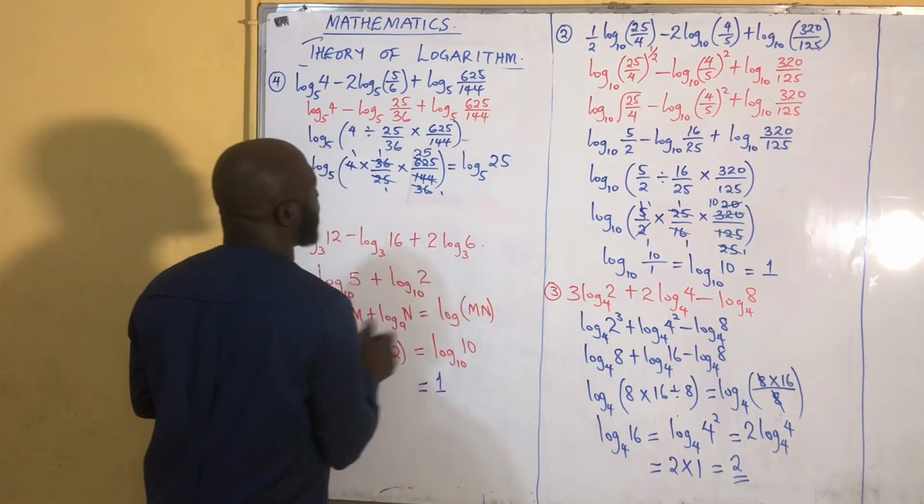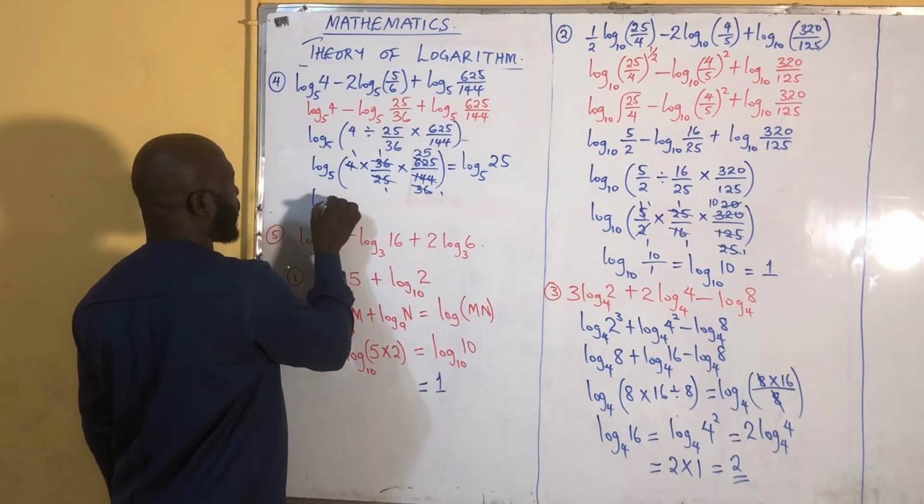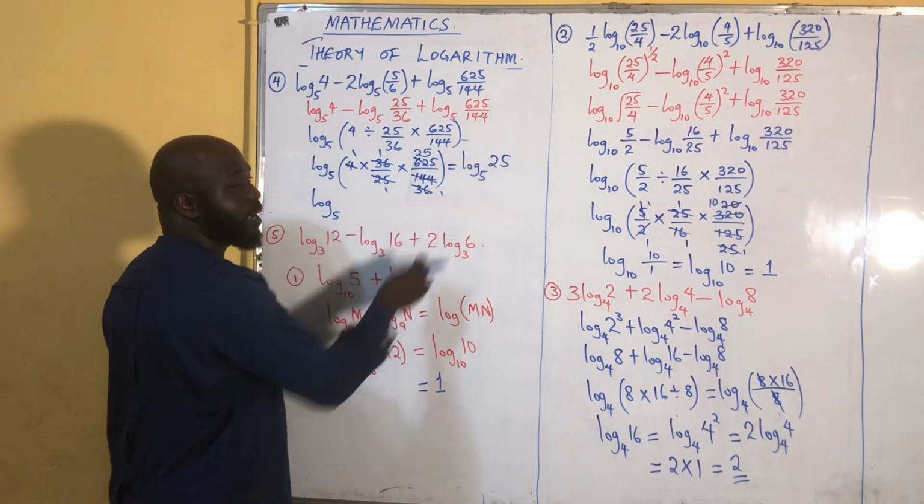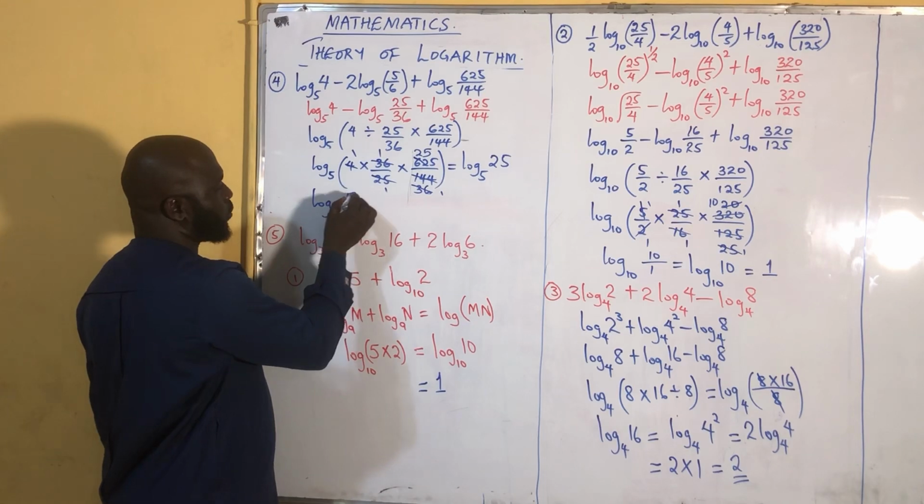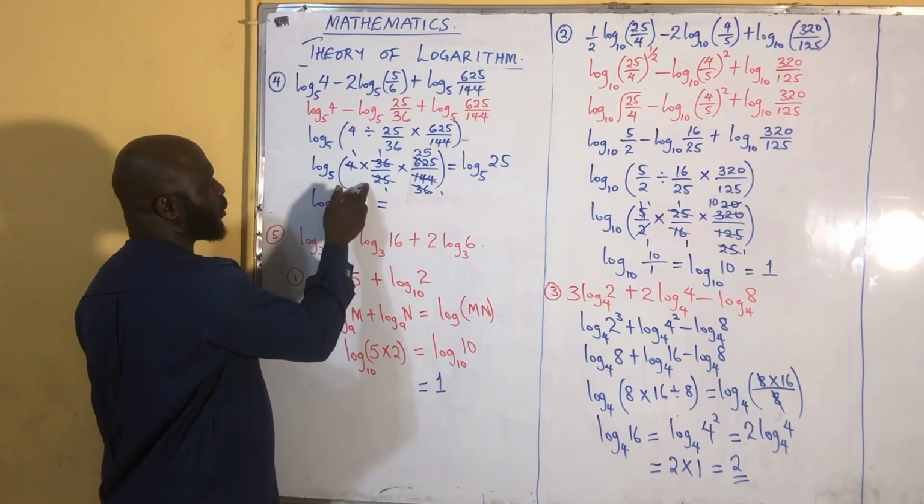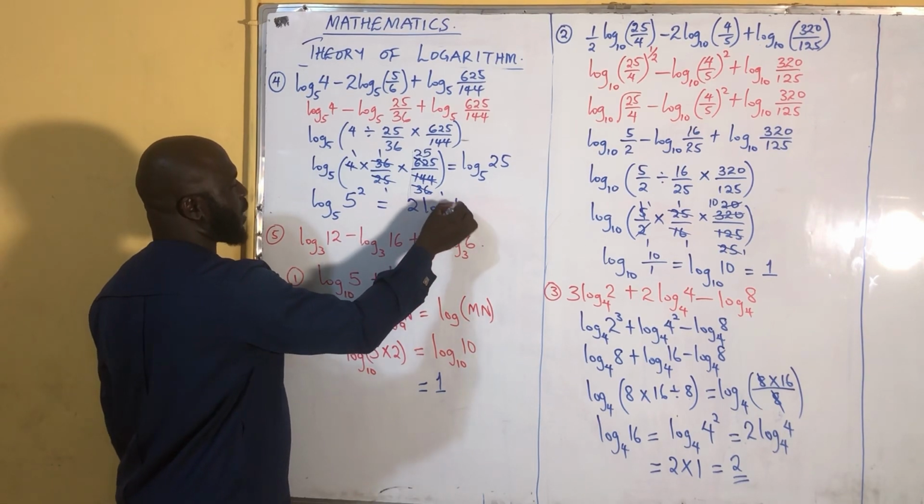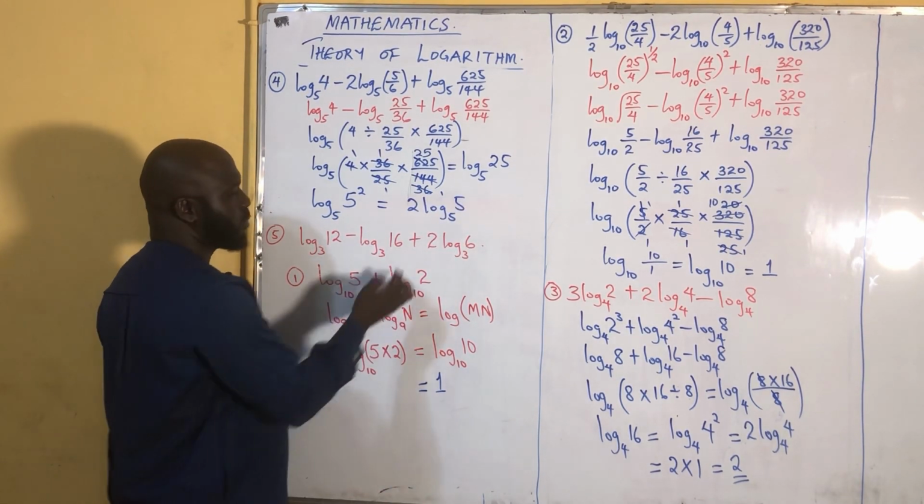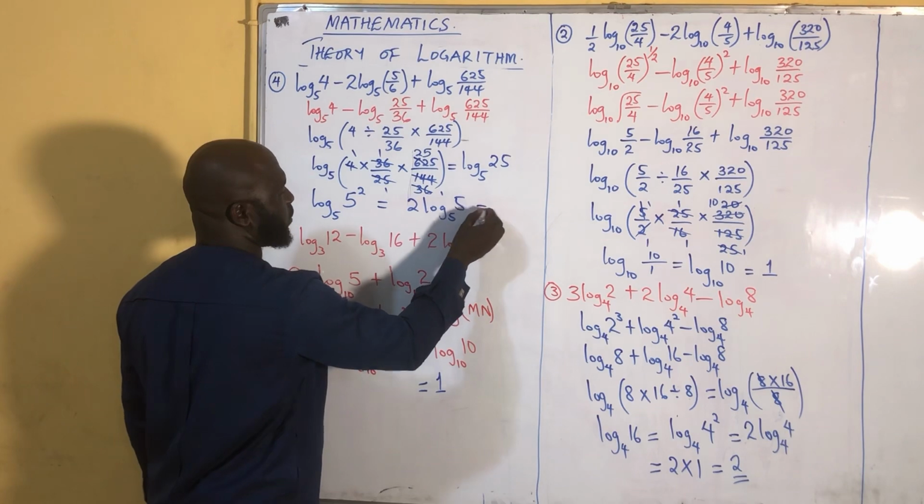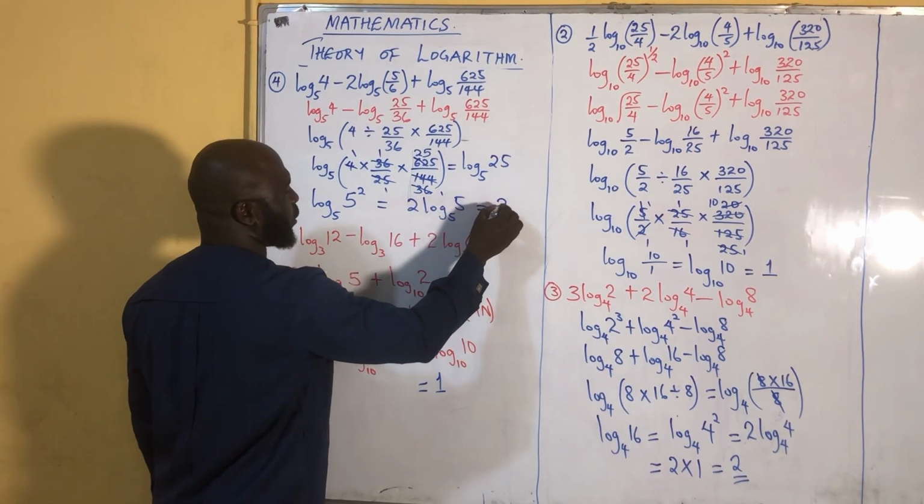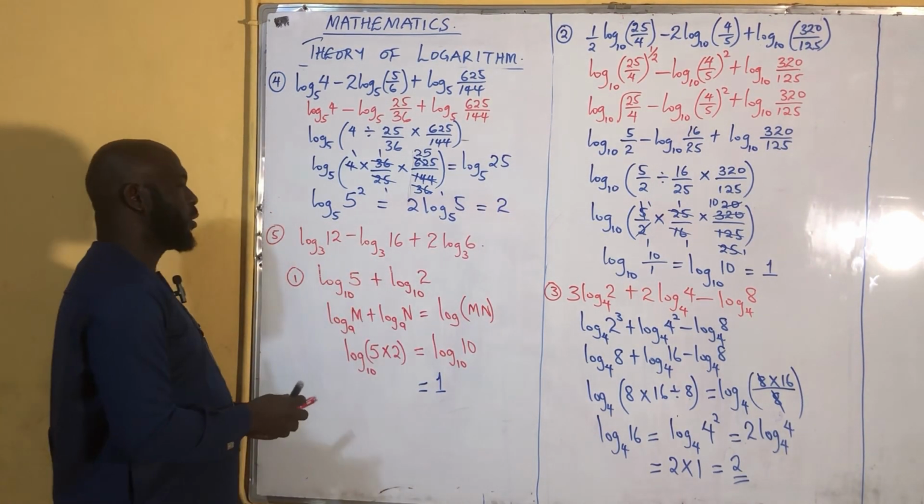So that 25 can be broken down. We can break it down into logarithm in base 5. 25 will give us 5 raised to power 2. And if the 2 comes down, we have 2 logarithm in base 5 of 5. And log 5 of 5 is the same thing as 1. So our answer for this question will also be 2.